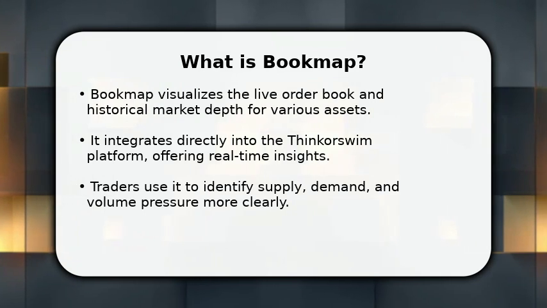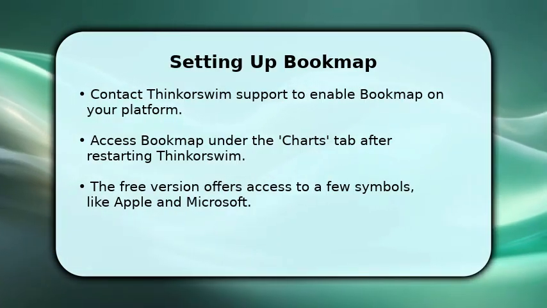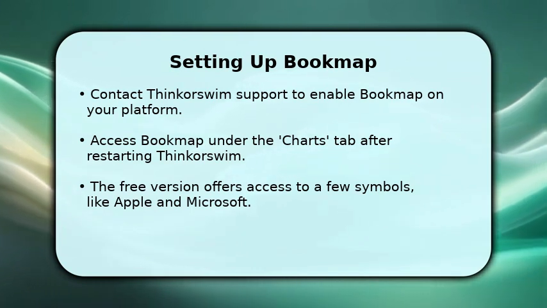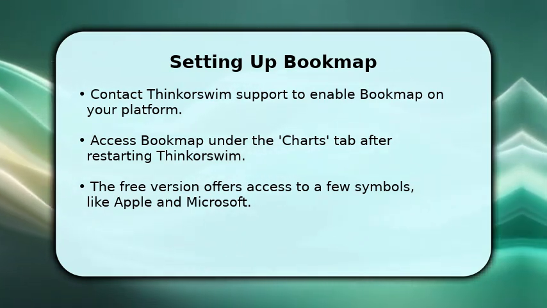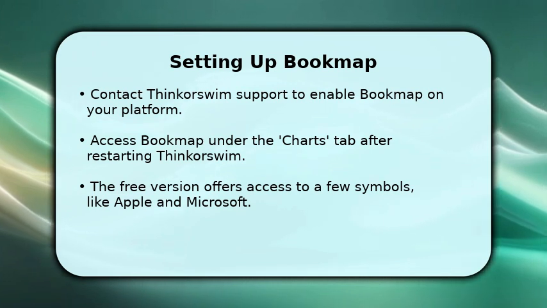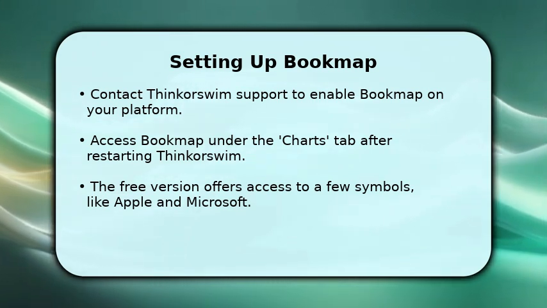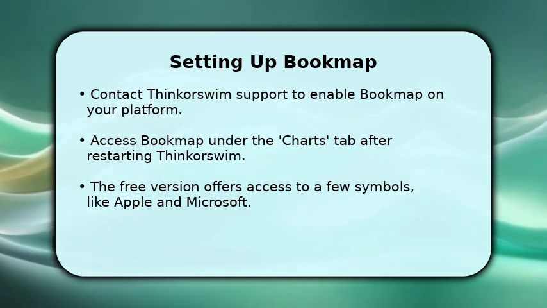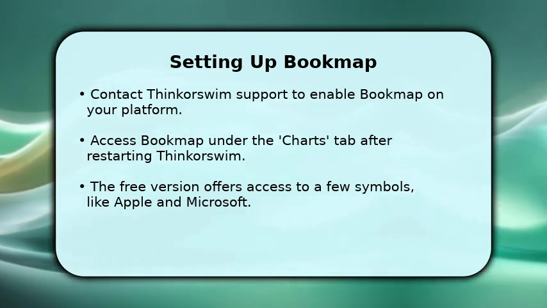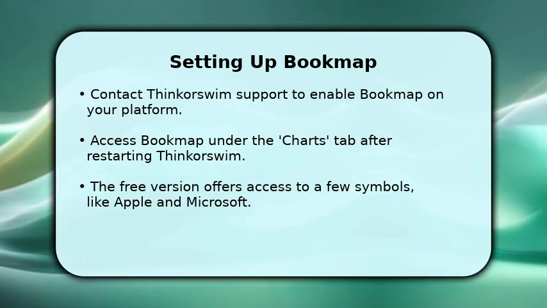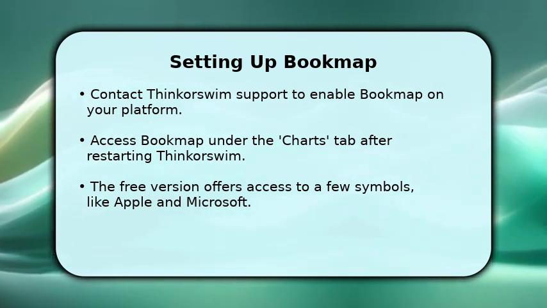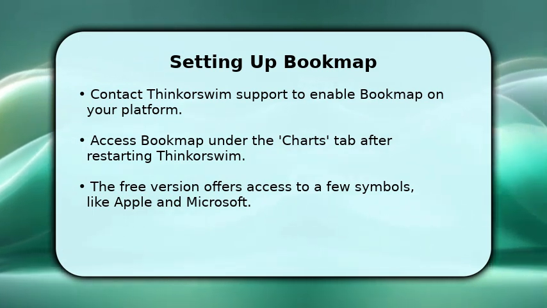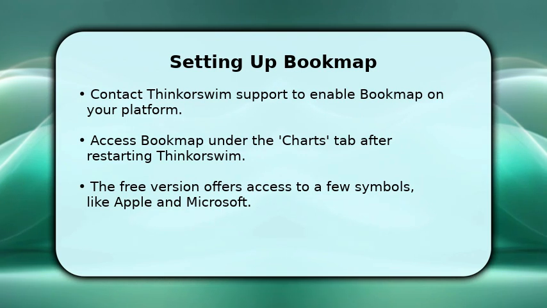market activity. To get started with Bookmap on Thinkorswim, you first need to contact Thinkorswim support and request them to enable the Bookmap feature on your platform. After they confirm it's active, simply restart your Thinkorswim application. You'll then find Bookmap under the Charts tab. The free version typically provides access to a few select symbols, such as Apple and Microsoft, while a full subscription for all symbols costs approximately $40 per month.